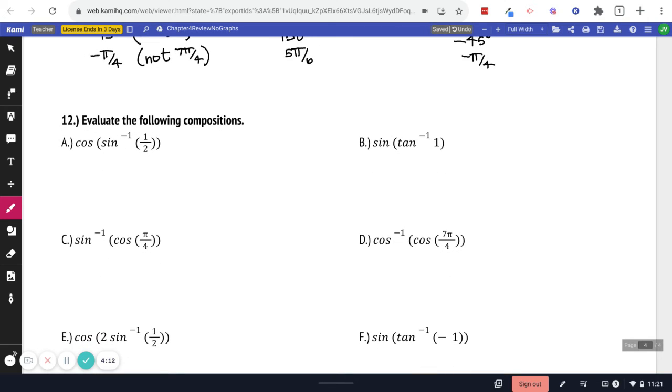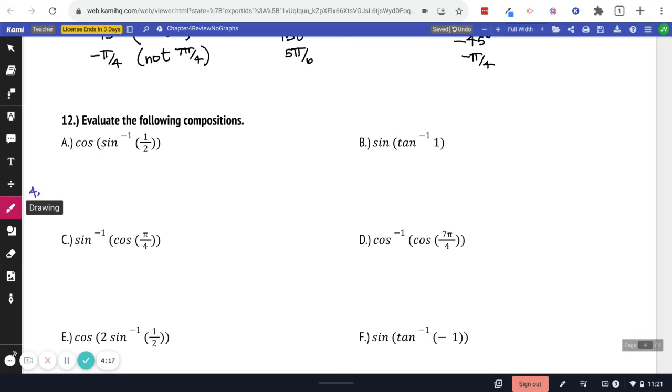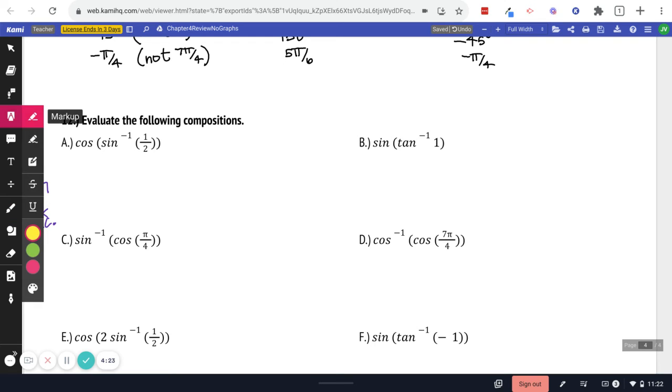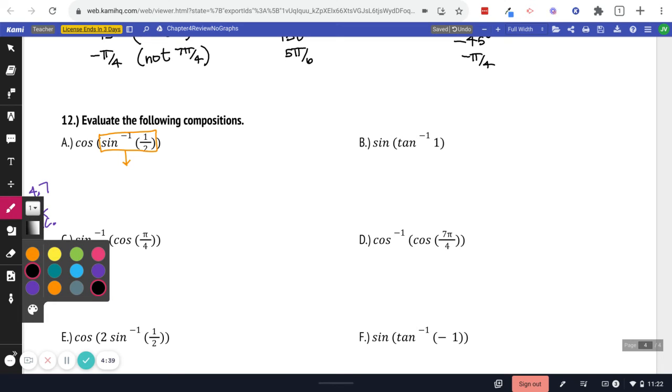Okay, in this last one, these compositions, this is again 4.7 in the unit circle. Remember, we always work inside out. So as we're looking at these, I'm going to do this part first. So sine inverse of 1/2. So I'm looking at my table. I find 1/2 in the sine column. We just did it up above. And I get cosine of 30.